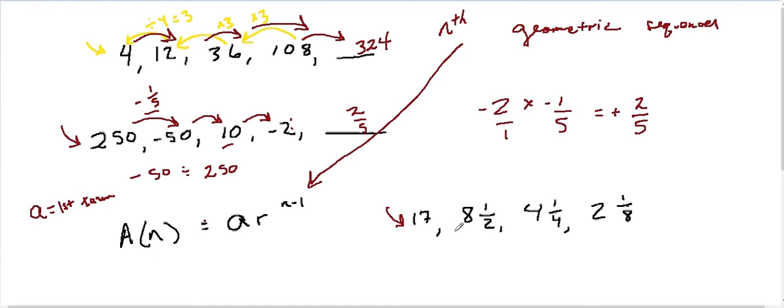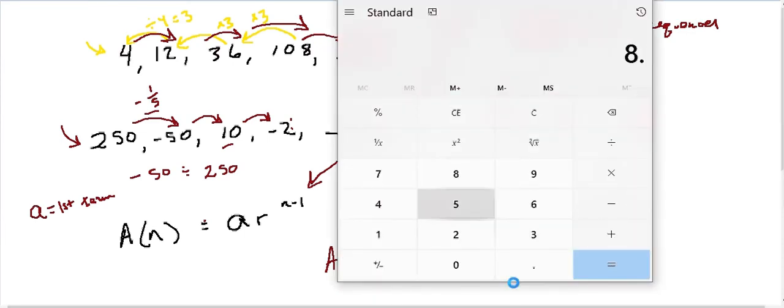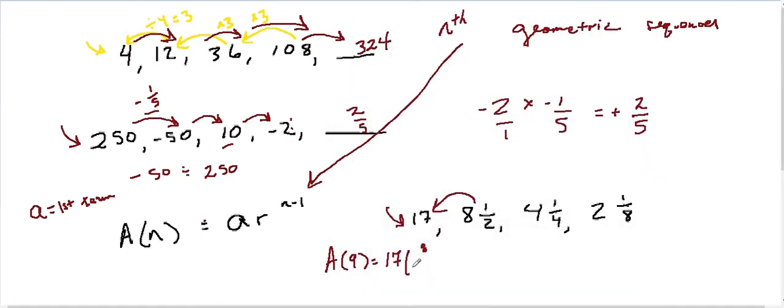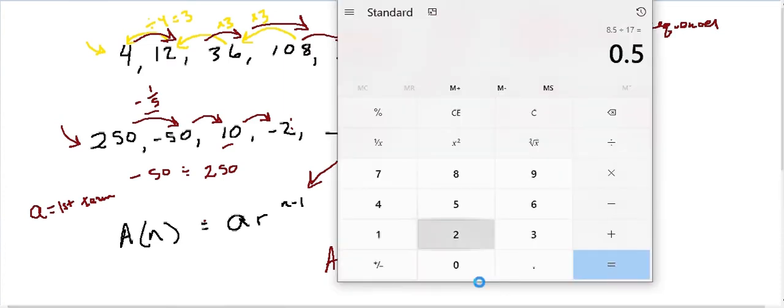Here's a sequence where, what if we want to know what the 9th term is? The value of the 9th term is how I do that. Well, the first term is 17. We need the ratio yet, but we know the exponent's 8 because it's 9 minus 1. So what's the ratio that goes here? 8.5 divided by 17. You with me? That's nice. 1/2. 1/2 to the 8th.